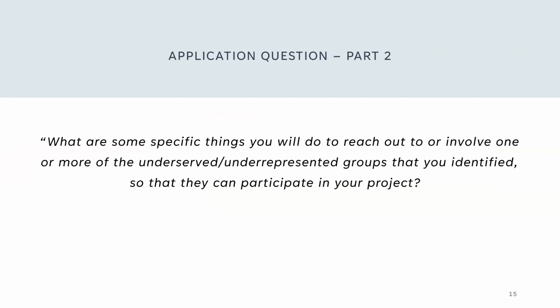So moving on to our next part of the application question, you are asked what are some specific things you will do to reach out to or involve one or more of the underserved or underrepresented groups that you identified so that they can participate in your project. The question also says that the phrase, "our activities are open to everyone," does not answer this question. You are asked to come up with some specific actions that you're going to take.